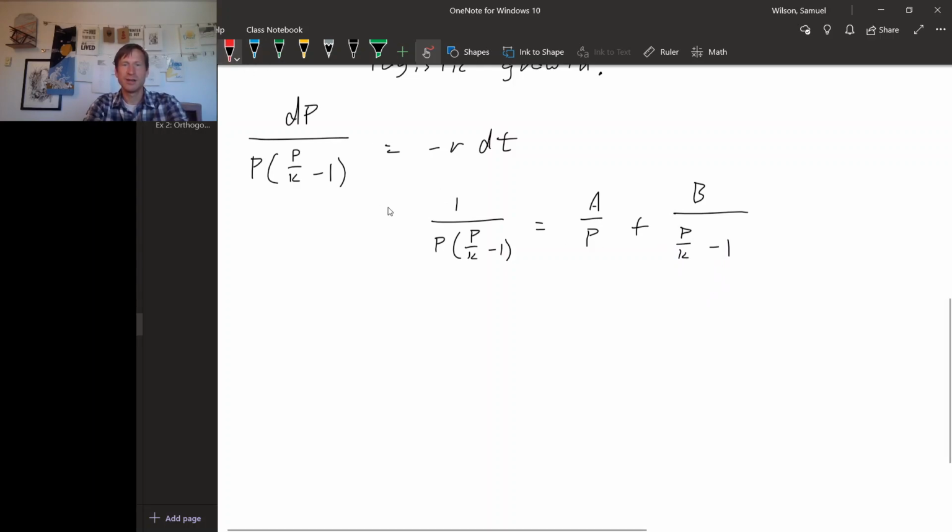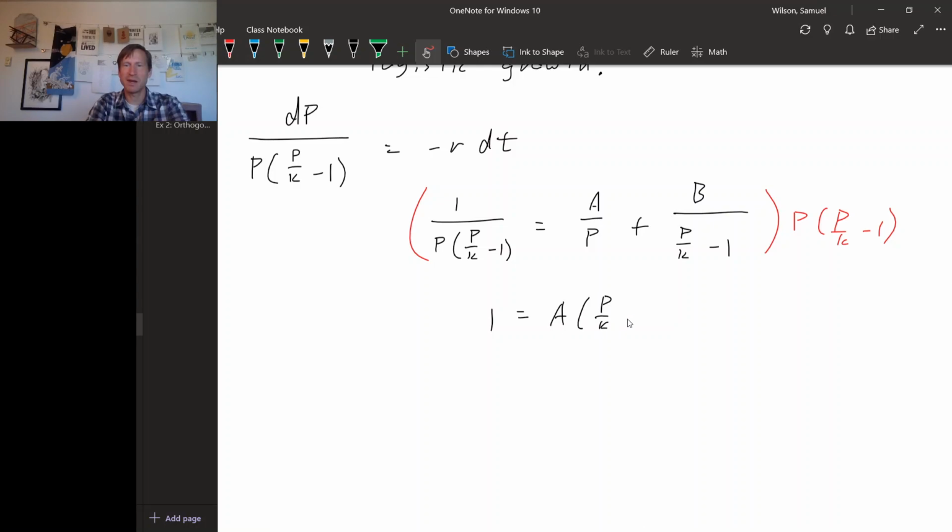So now we can clear denominators, multiply both sides by p times (p over k minus 1). We get 1 equals capital A times (p over k minus 1) plus capital B times p. Now we can plug in p equals 0 into this. Right? This equation is supposed to be true for every value of p. So in particular, it's true for p equals 0. So when we do that, we get 1 equals minus A. So A is minus 1.